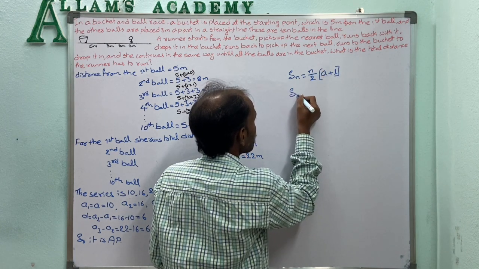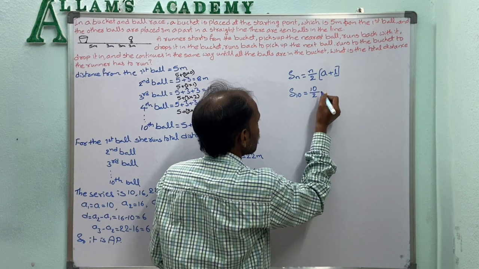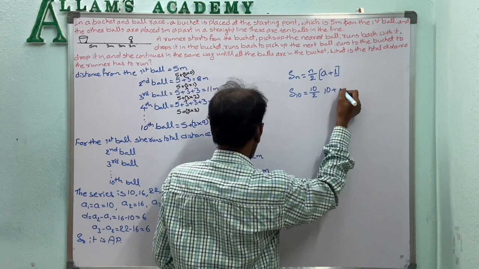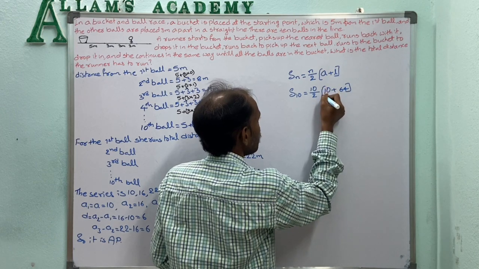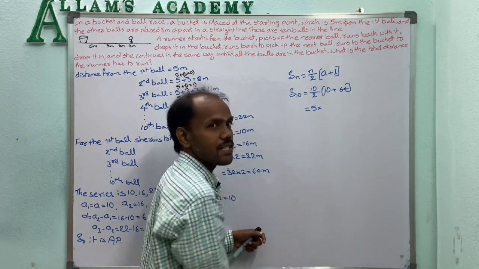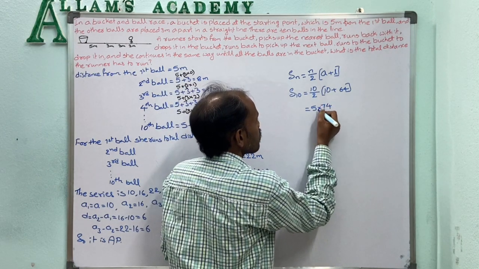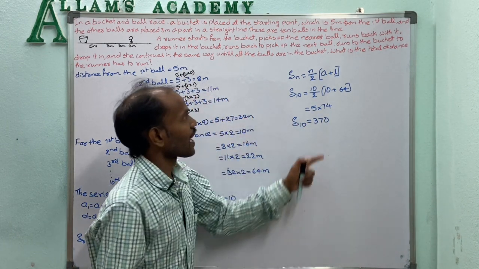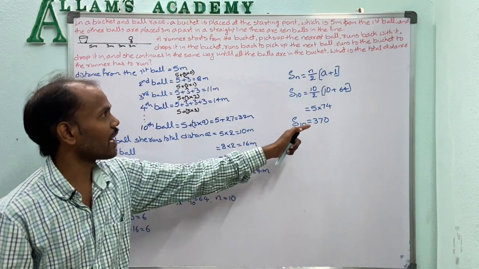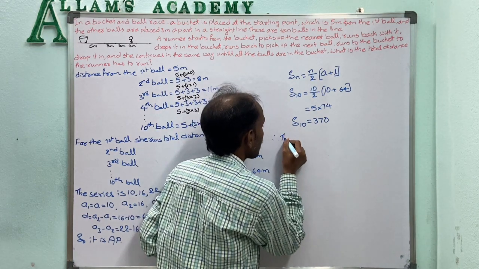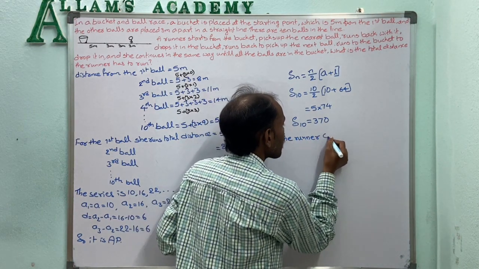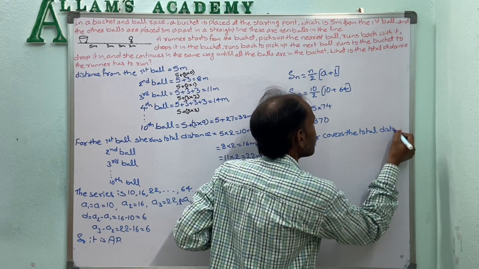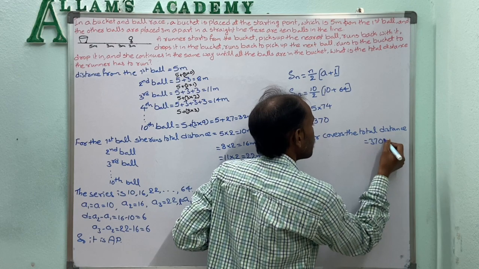Here 10 balls are given. So the sum of 10 terms, S10, is equal to 10 by 2 into (a plus l), where a equals 10 and l equals 64. So 10 by 2 equals 5, into 10 plus 64, that is 74. So 74 fives is 370. So the runner covers a total distance of 370 meters. Therefore the runner covers the total distance of 370 meters.